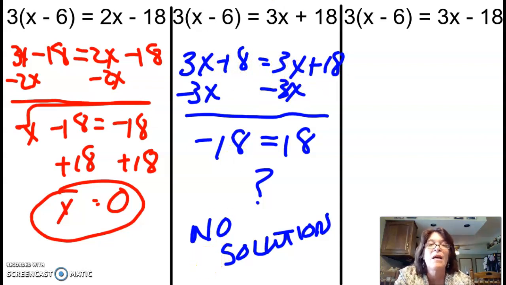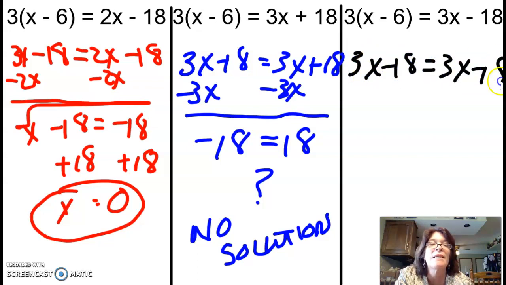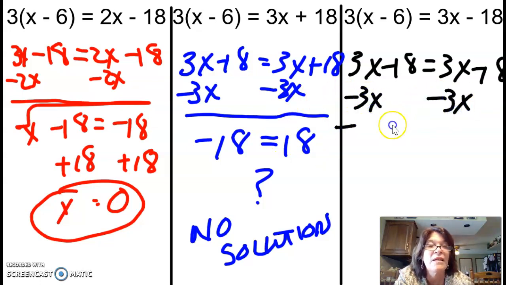Not going to happen. Okay, and our last type, 3x minus 18 equals 3x minus 18. Sometimes you can see it right there, especially when I'm saying it out loud. Isn't that always going to be true? It's the same thing on left and right, but sometimes people don't notice it because you're kind of just in the mode of solving.